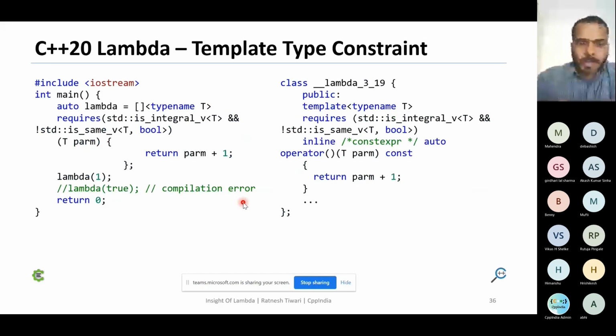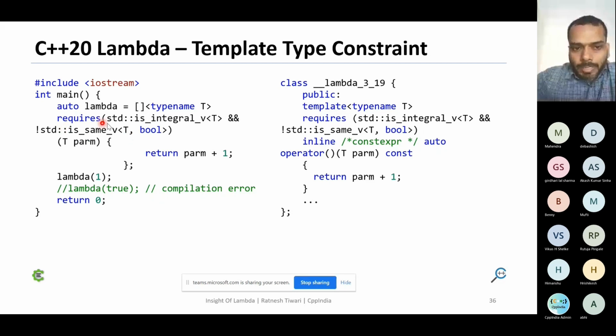Here I am demonstrating how I can use type constraints. So here I have taken a T param, return param + 1. But as we know, Boolean is also considered an integral type, so I can call this lambda using true and false. I don't want that to happen. I want to constrain it so that no one can call this with a Boolean type.